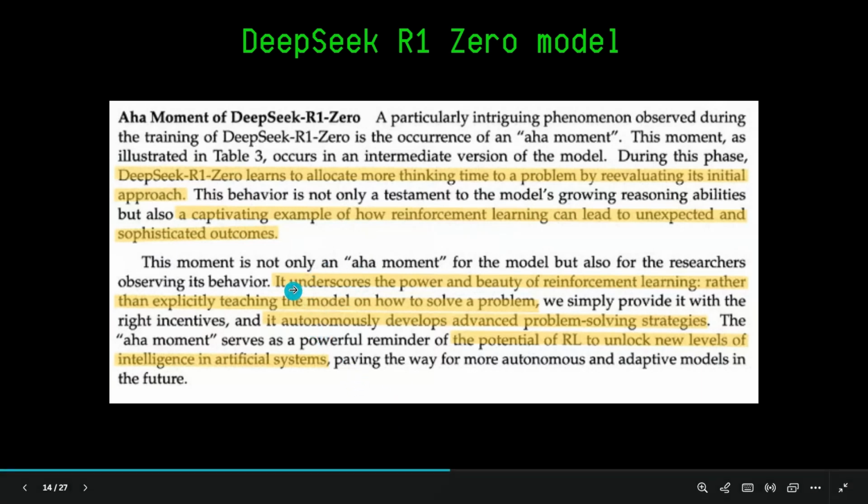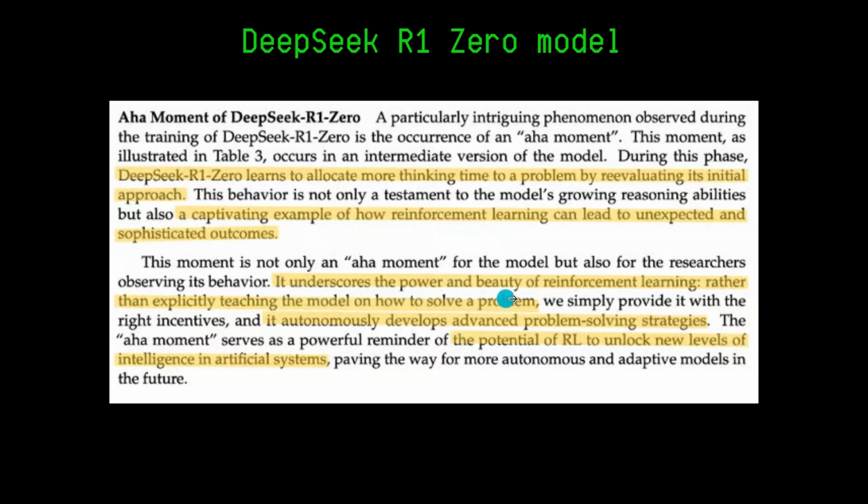The result is that it underscores the power and beauty of reinforcement learning, rather than explicitly teaching the model how to solve a problem. It autonomously develops advanced problem-solving strategies. This is a powerful reminder of the potential of reinforcement learning to unlock new levels of intelligence in artificial systems.